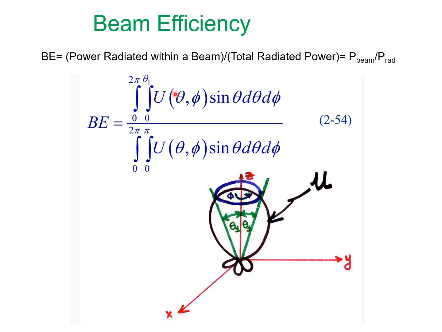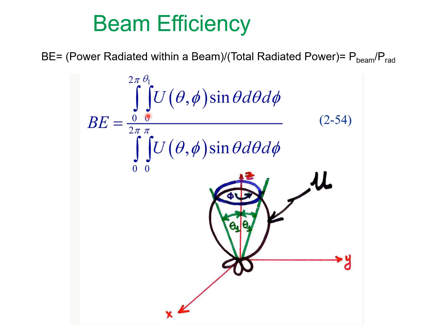Okay, beam efficiency. What is beam efficiency? Beam efficiency is the ratio of the power radiated within a beam to the total radiated power, that is P beam divided by P rad. So the mathematical equation for the beam efficiency is given by 2.54.